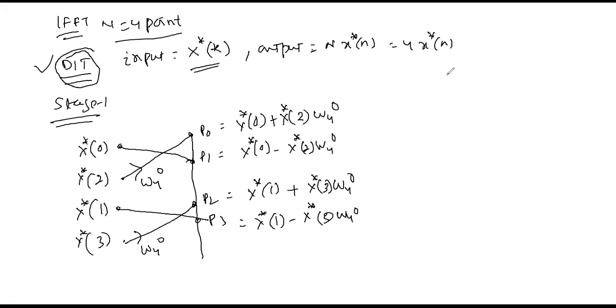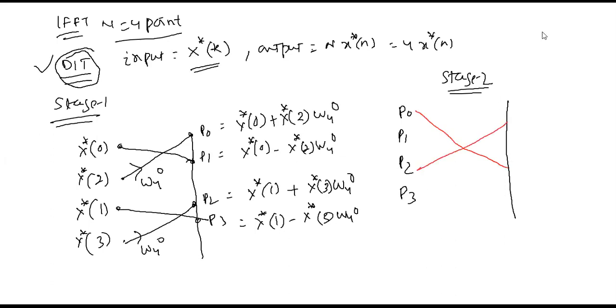Similarly, you can do stage 2. Only 2 stages in 4 point. So stage 2, what are the inputs? Input is P0, P1, P2, P3. Then how do you do the butterfly? Same. P0 to P2 is one butterfly, and another butterfly is P1 to P3. Just see the 4 point, you will understand. This is omega 4 0, and this is omega 4 1, and this is the output.